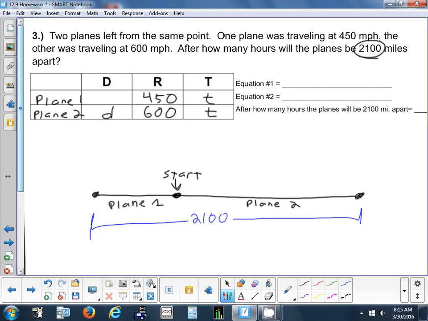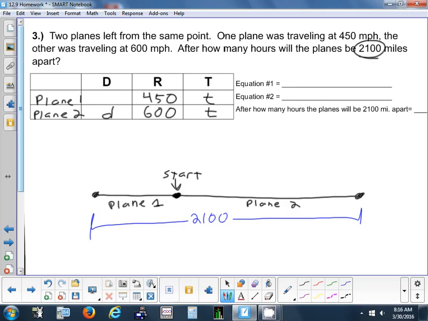Wait, but then plane 1 started before the start line. They both started from right here. That's the airport. They both took off from that point right there. Right, so that's your airport. I think we said last year to subtract the distance apart from the thing that was going slower. Yep. I thought we said that. Because even I have a hard time understanding it. So when you have a question like this, subtract the distance apart from the thing that's going slower.